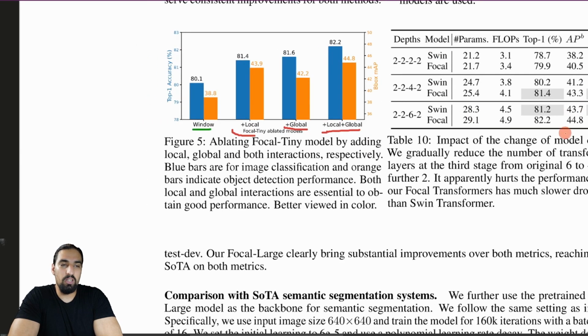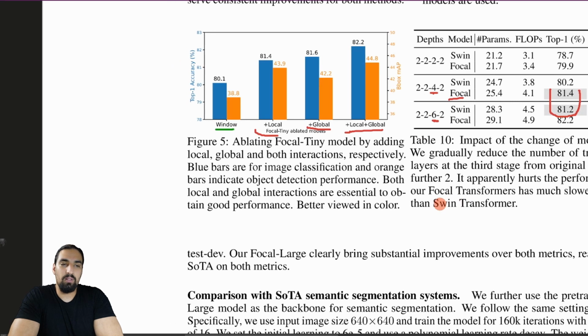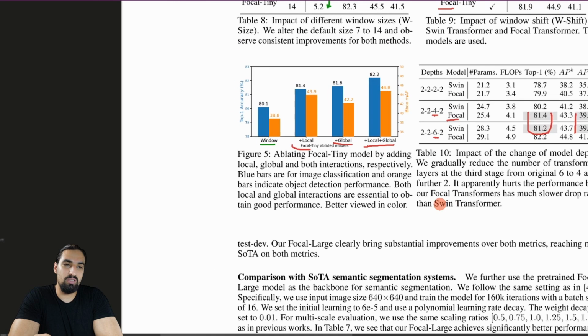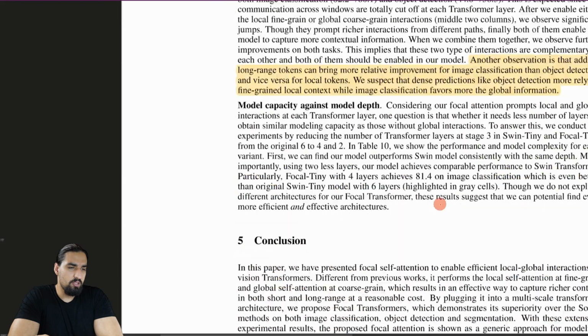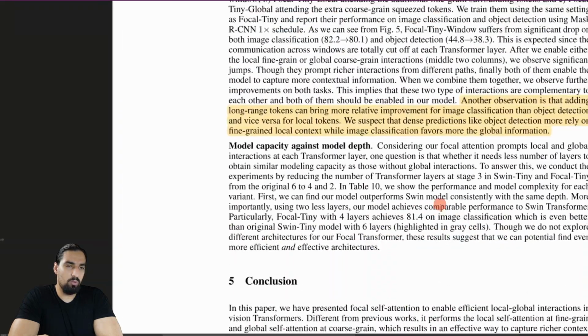Here some depth ablations, nothing super interesting. They again show they're better than Swin. Even when they reduce the depth of the focal one, as you can see here, they're still even better than the Swin that has deeper layers in this particular stage of the architecture. Okay, and here again they're on par. So yeah, those are just some additional claims that they are state-of-the-art on these different tasks. Okay, that's pretty much it. Let me just do two more things here.